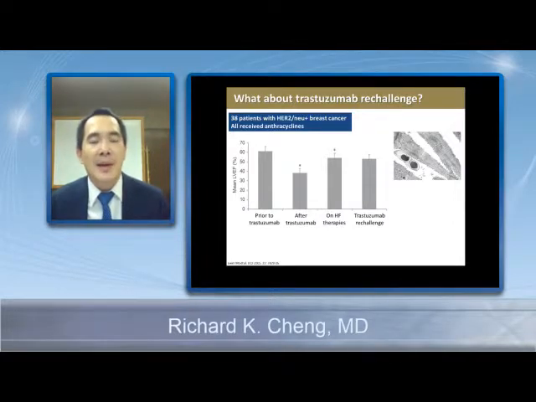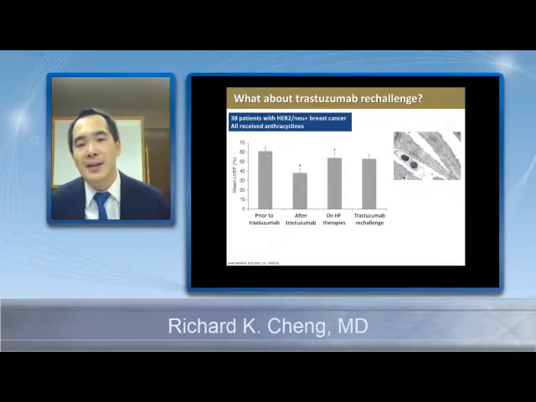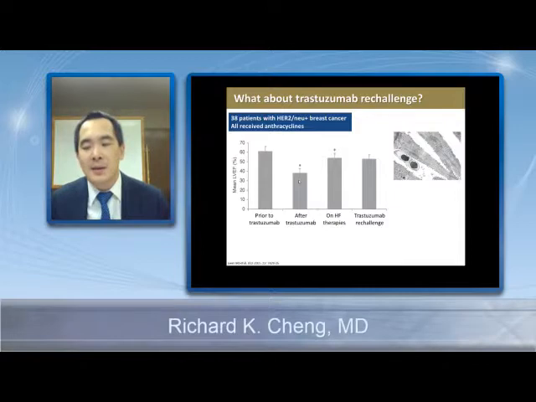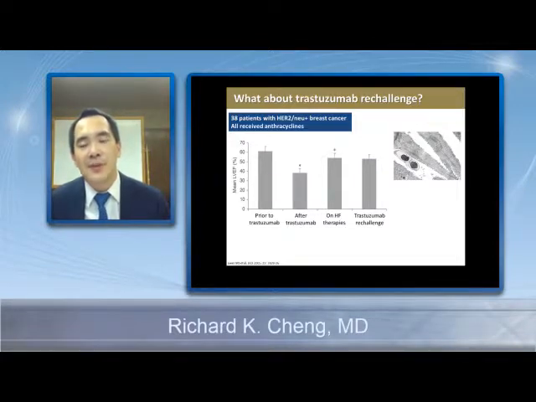This study looked at 38 patients with HER2 positive breast cancer. All these patients received anthracyclines followed by trastuzumab. What they found is at baseline, prior to trastuzumab, the mean ejection fraction was about 60%. After exposure to trastuzumab, the EF dropped to less than 40%. Trastuzumab was held, and these patients were started on heart failure therapies, and what we find is that the ejection fraction increases back to greater than 50%, to about the 55% range.